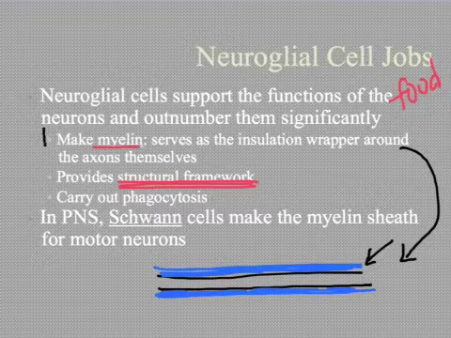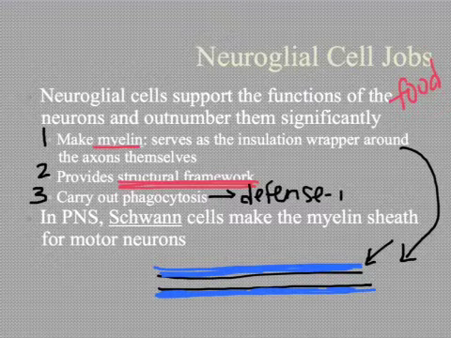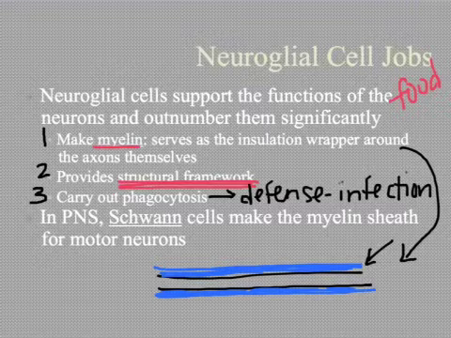So that was our second job of the neuroglial cells. The third job is to carry out phagocytosis. So this is for defense against infection. So if there are germs or other harmful agents in the area of the neurons, the neuroglial cells help to defend against that.